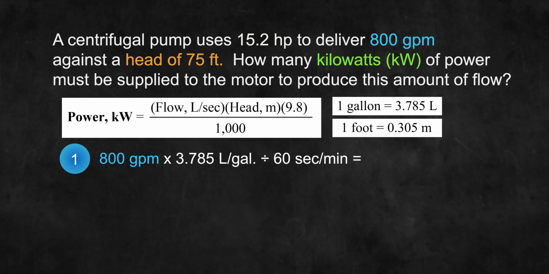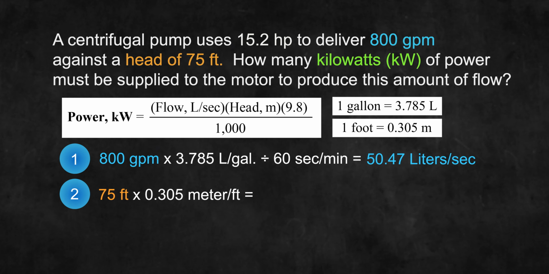The first step is converting the flow of 800 gallons per minute to liters by multiplying it by the liter to gallon conversion factor of 3.785. We also need to convert our units from minutes to seconds, which we'll also do in this same step by dividing by 60 seconds per minute. This gives us an answer of 50.47 liters per second, which we'll plug in as the flow value for this equation. In the second step, we convert our feet of head into meters of head. We achieve this by multiplying 75 feet by the conversion factor of 0.305 meters to feet, giving us an answer of 22.88 meters, which we'll use as the head value in this equation.